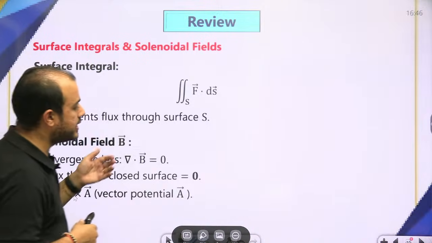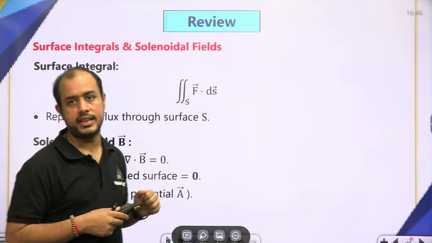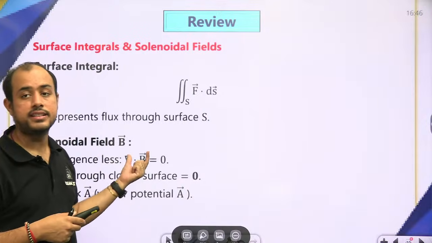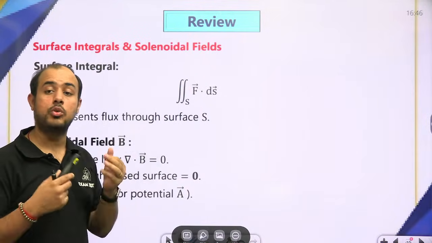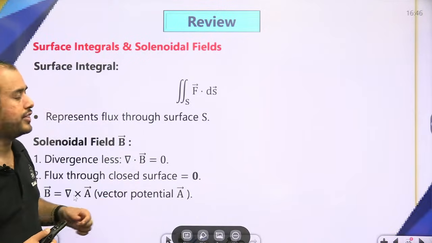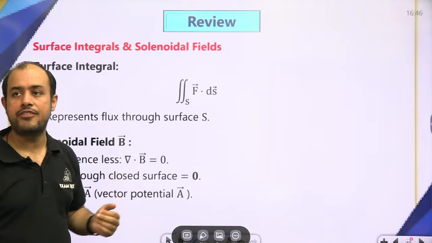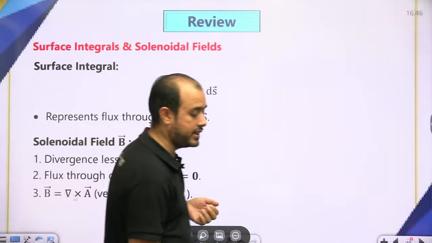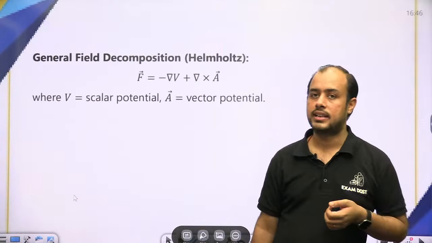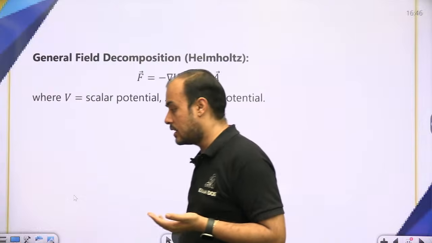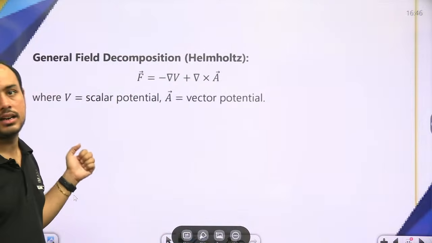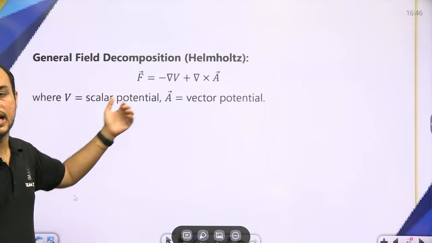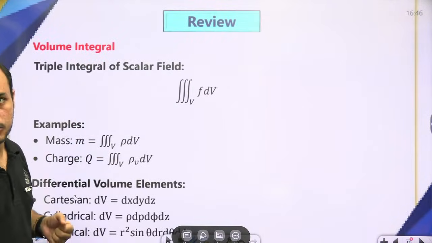In surface integration, we write it as F dot dS. For a solenoidal field, which is divergenceless, this is independent of the surface and only depends on the boundary of the surface. In such a case, the F vector can be written as del cross A, where A is called the vector potential. So generally, a vector field can be written as minus gradient of V plus curl of A, where V is the scalar potential and A is the vector potential.